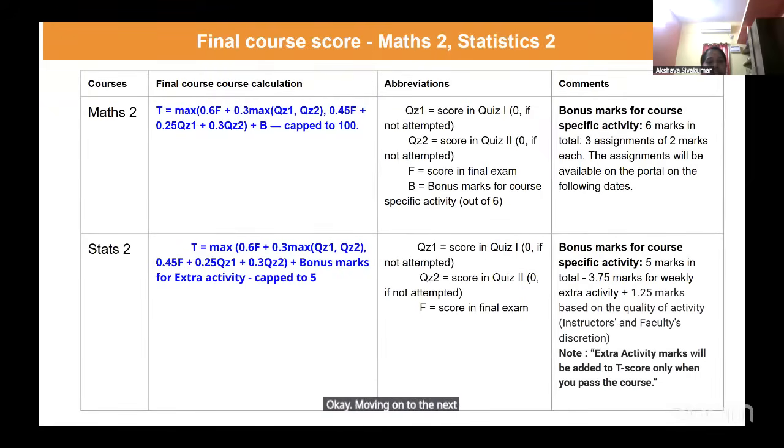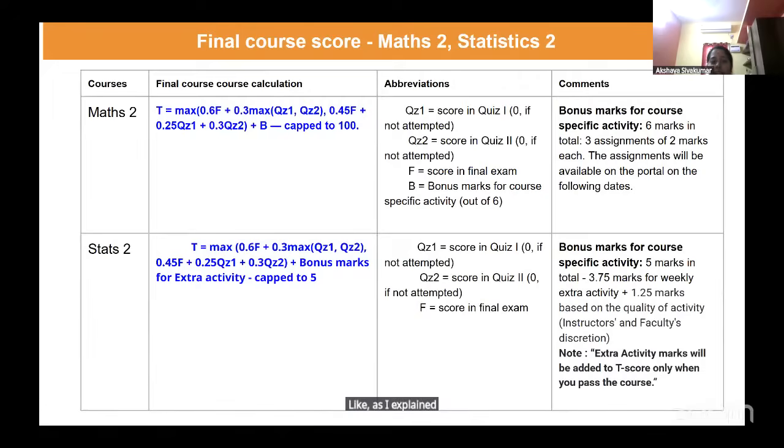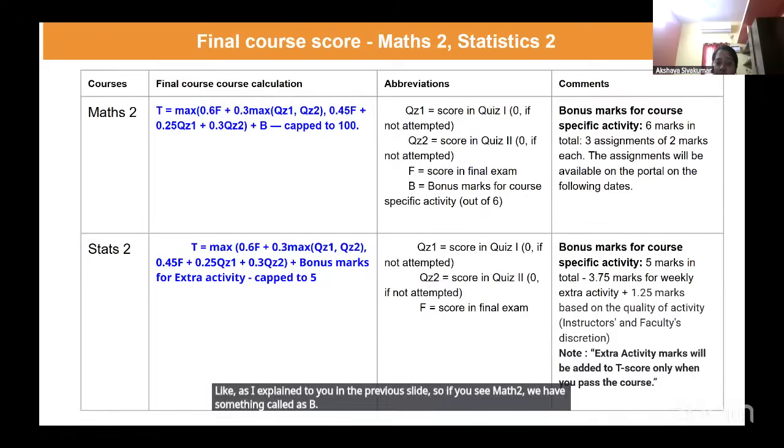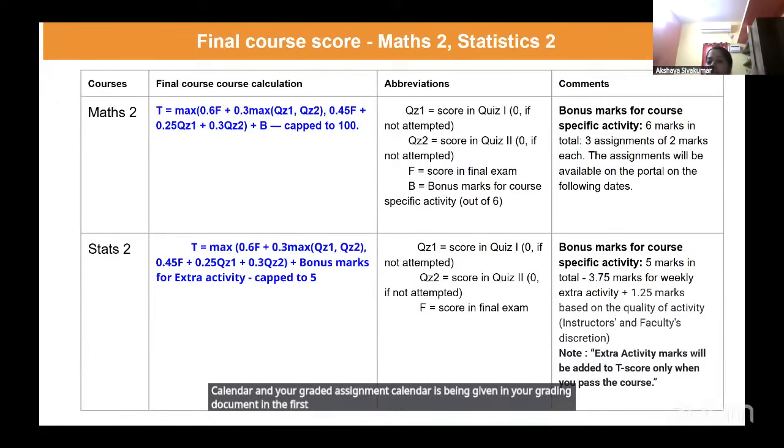So here we have explained the maths 2 and the stats 2. The same formula as I explained in the previous slide. If you see maths 2, we have something called B. B is nothing but the bonus mark. And stats 2 also has the bonus marks for the extra activity. So all the extra activity calendar and your graded assignment calendar are given in the first and second page of your grading document. Please refer to it.